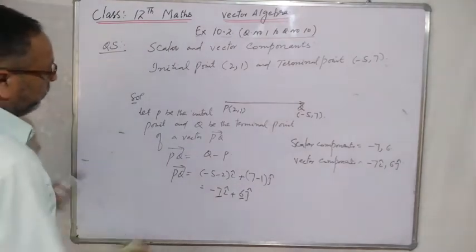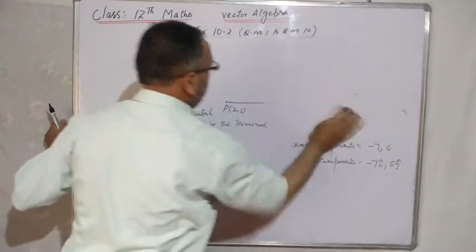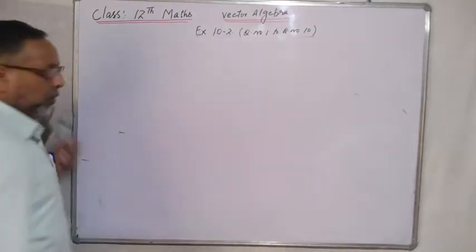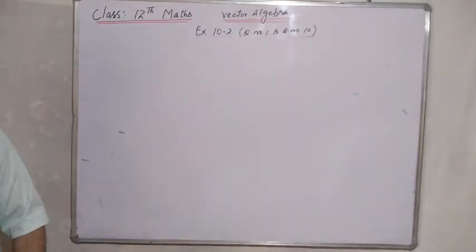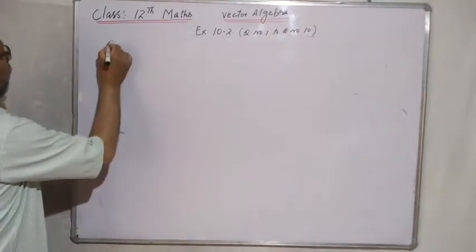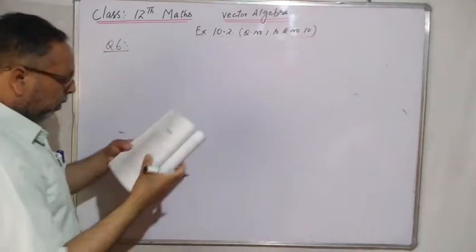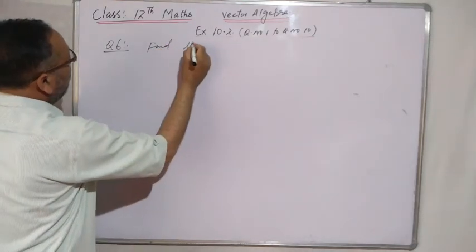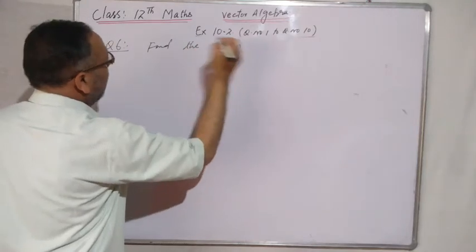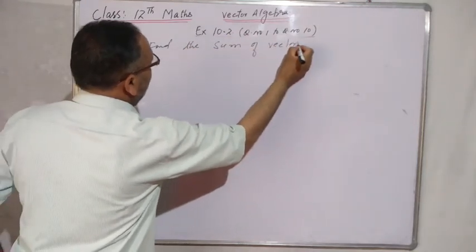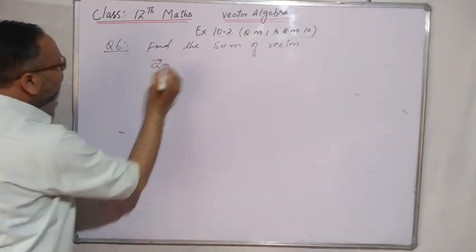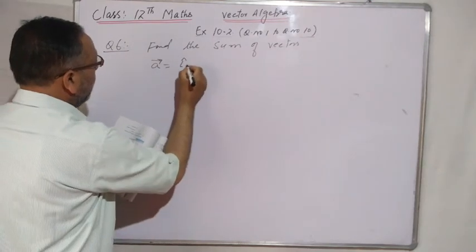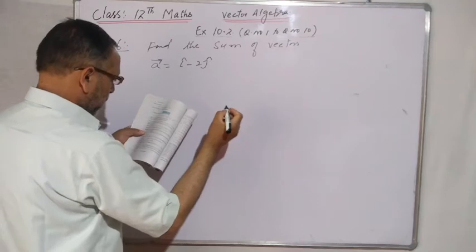Question number 6. Sixth question is: find the sum of vectors. Add karna hai. You have to find the sum of vectors. What are the vectors here? It is given that vector A is equal to I cap minus 2 j cap plus k cap.